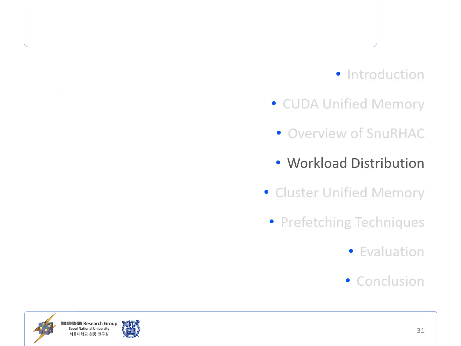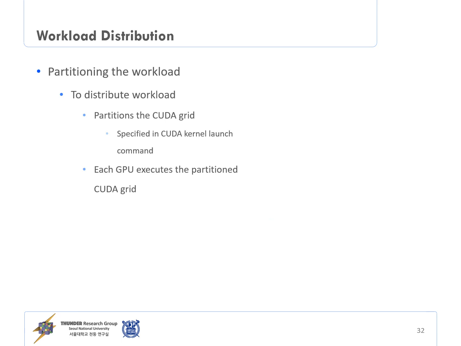To utilize multiple GPUs in a cluster, there are two important things to consider: how to distribute workload and how to manage data across the nodes. First, I will explain how SnuRHAC distributes the workload. To distribute workload to GPUs, we need to partition the CUDA grid that is specified in kernel launch command and make each GPU execute the partitioned grid.